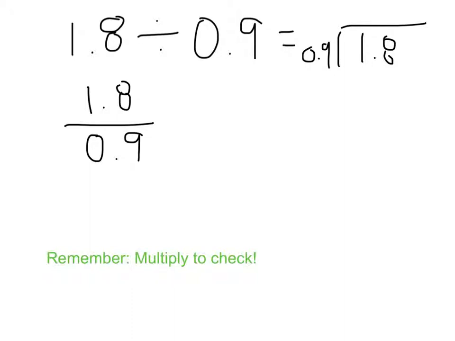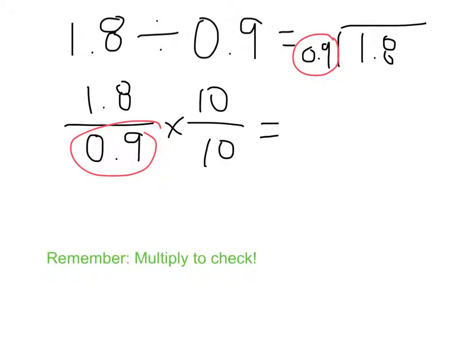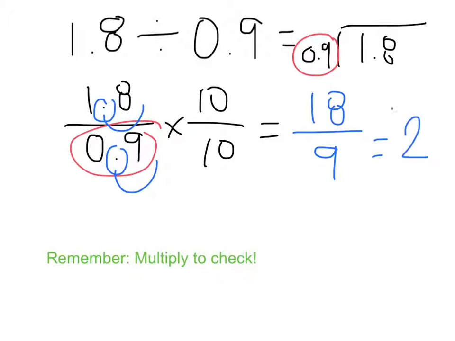Do we want decimals in the divisor? No, right? And do we have decimals in the divisor right now? Yes. Okay, so what do we have to multiply by? 10 over 10. Okay. And we know when we multiply by 10, all we need to do is move the decimal point over. Okay, so what's our new fraction? 18 over 9. Do we know 18 divided by 9 off the top of our heads? Yes. What is that? 2. Are we done?